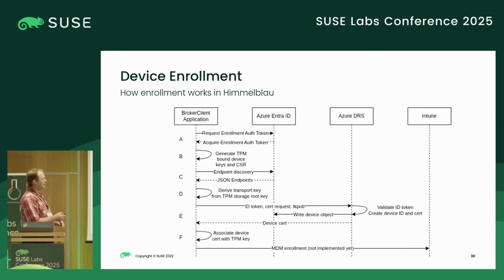This is how a device enrollment works. I won't go through all the nitty-gritty details, but basically we request an appropriate access token. We send that along with a really specially crafted enrollment request, and they send back a certificate that we can use during our authentication later. By the way, down here, I said MDM enrollment is not implemented. It is now. That's in Intune. I finally got that working.